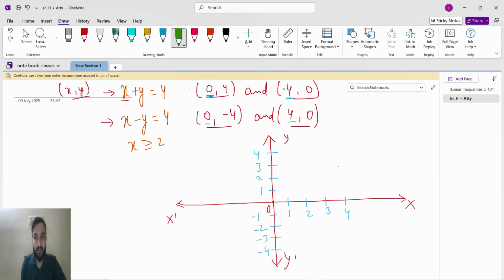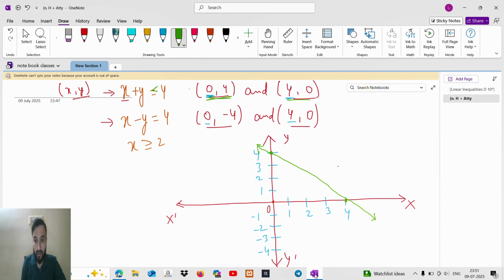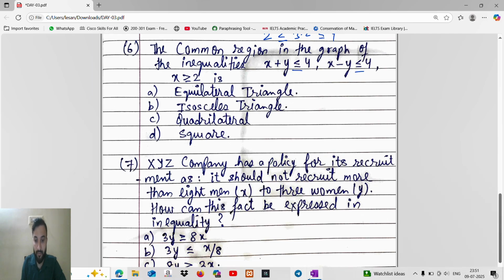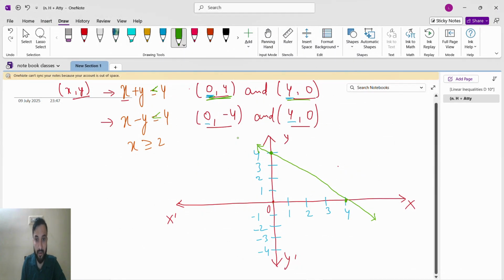Now we have to join. This belongs to the first equation, one equation, one line. So 0 comma 4, x is 0, y is 4, it will be here. Next is x is 4, y is 0, this is x equals 4. So we will join this line. Now what is the symbol here? Both have lesser than, guys. Lesser than means it will shade inside.